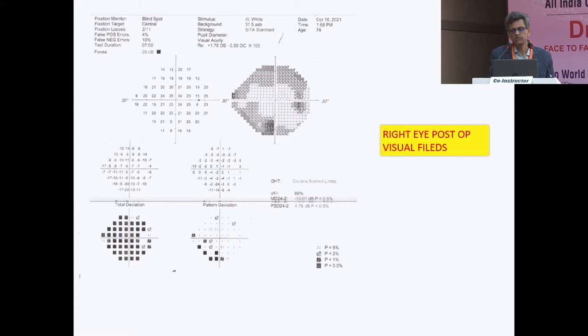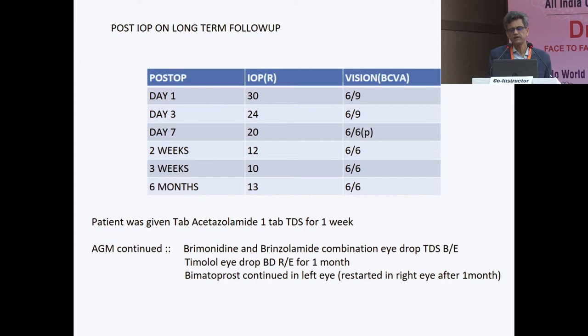The post-op field obviously will be slightly better because of the cataract going away. There will be an elevation of pressure. There was a pressure of 30 millimeters, then 24, then 20, and gradually 6 months later, the pressure was absolutely normal. Within 2 weeks, the pressure settles down with whatever little extra medications and acetazolamide, etc.